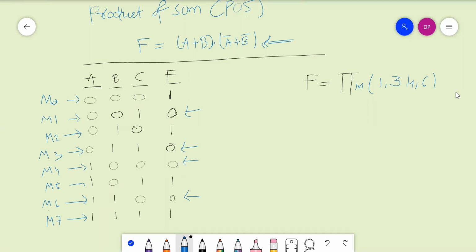So this is written in terms of sum of products or product of sum? Product of sum. This represents product of sum, POS.